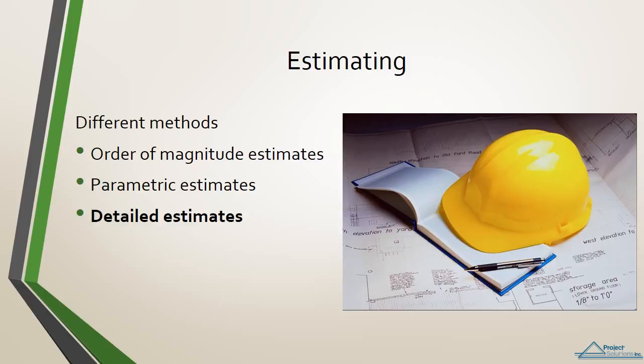Parametric estimates. Parametric estimates are more detailed and therefore more accurate than order of magnitude estimates, but less detailed and therefore less accurate than detailed estimates. Parametric estimates are based upon the size and scope parameters of a project. They are approximate estimates and are especially useful for highly repetitive types of projects. Often parametric estimates are used for parts of detailed estimates.